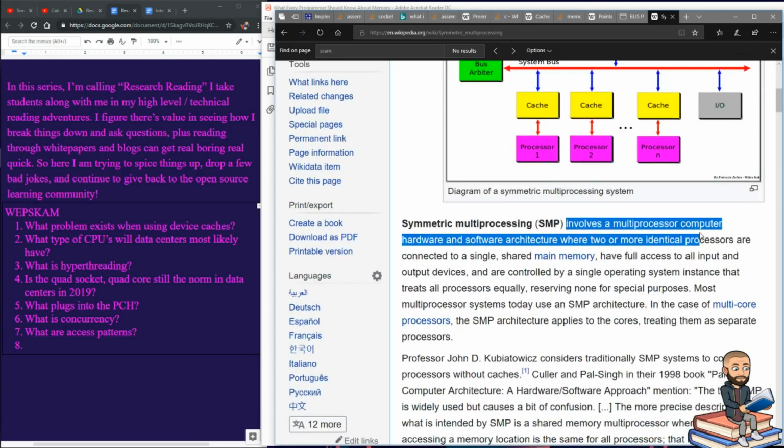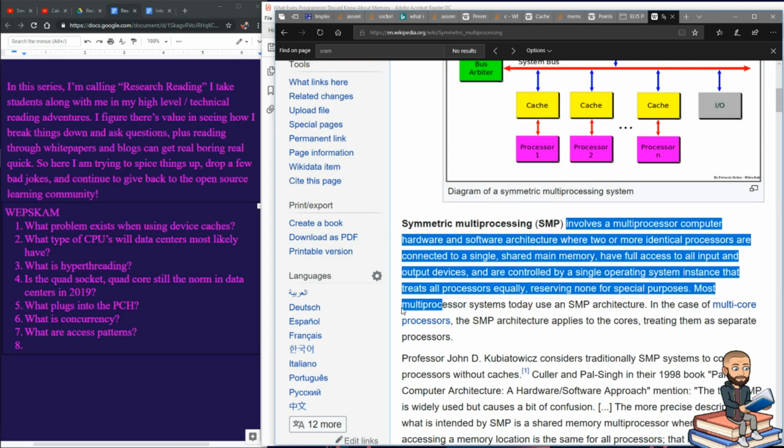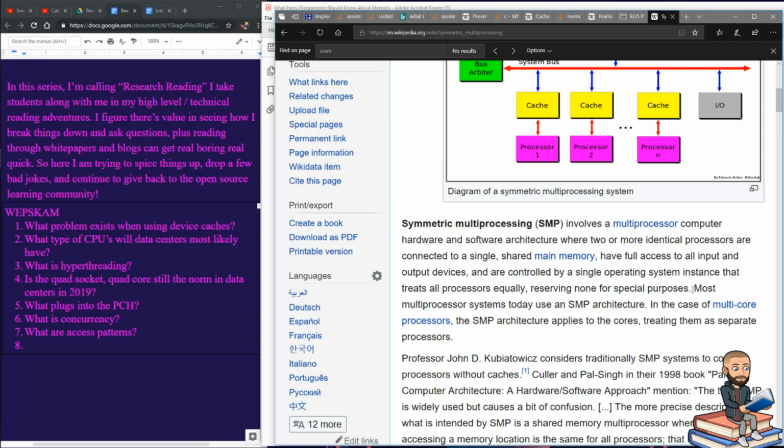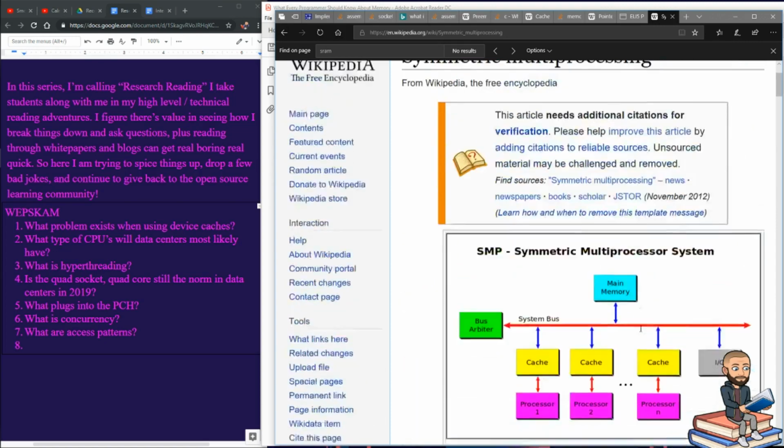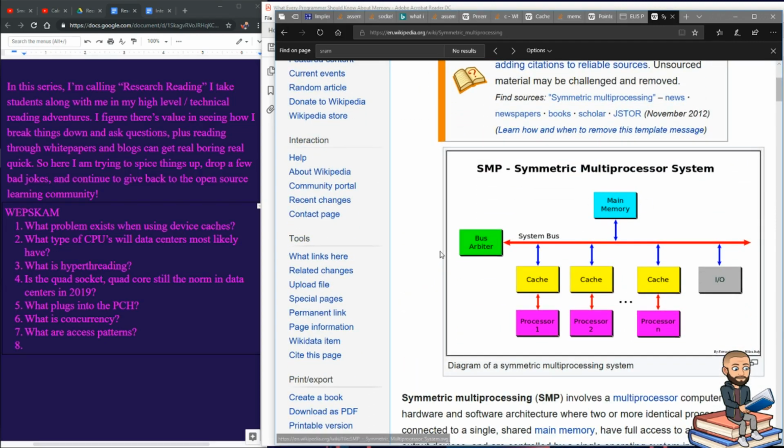SMP involves a multiprocessor computer hardware and software architecture where 2 or more identical processors are connected to a single shared memory. They have full access to all input and output devices and are controlled by a single operating system instance that treats all processors equally. And then just know most multiprocessor systems today use this architecture. For your average user, though, we're not multiprocessor so much as we're multi-core, which the architecture would then apply to the cores, they say. And I'll just leave this topic with the diagram you can see here. Each processor seems to get its own cache.